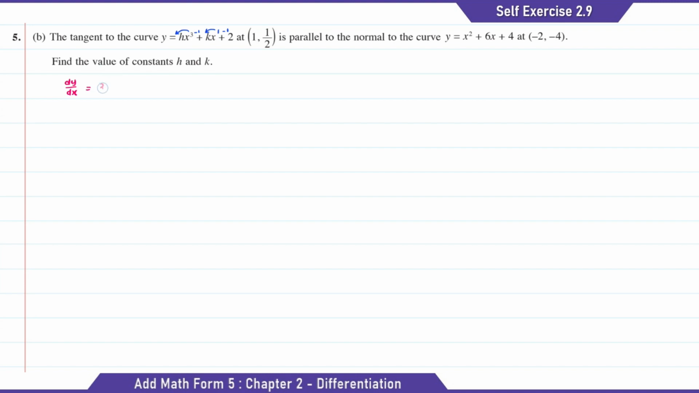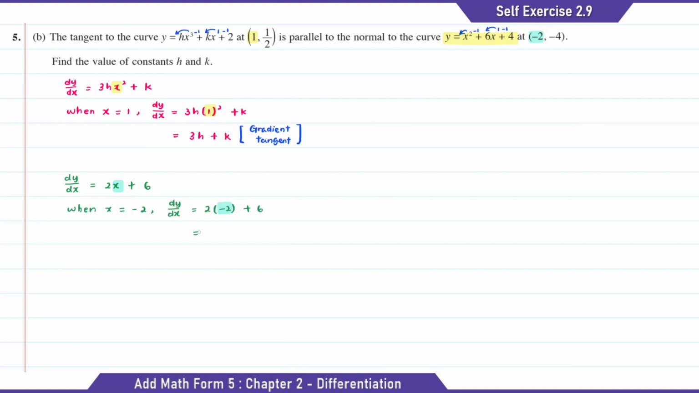dy/dx is equal to 3h x squared plus k. To find the gradient of the tangent, substitute x equals 1 into dy/dx. This is equal to 3h plus k. Next, for this curve, we're going to find the gradient of the normal. Here, dy/dx is 2x plus 6. To find the gradient of the tangent, substitute x equals negative 2 into dy/dx. This is equal to negative 4 plus 6, which is 2.